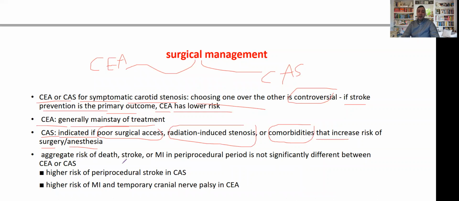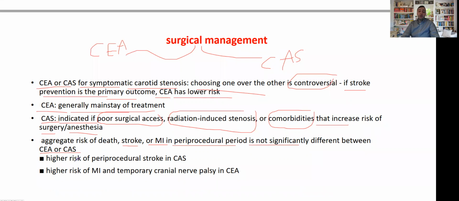The aggregate risk of death, stroke, or MI in the peri-procedural period is not significantly different between carotid endarterectomy and carotid artery angioplasty and stenting. There is a higher risk of peri-procedural stroke in carotid artery angioplasty plus or minus stenting, and a higher risk of MI and temporary cranial nerve palsy in carotid endarterectomy.